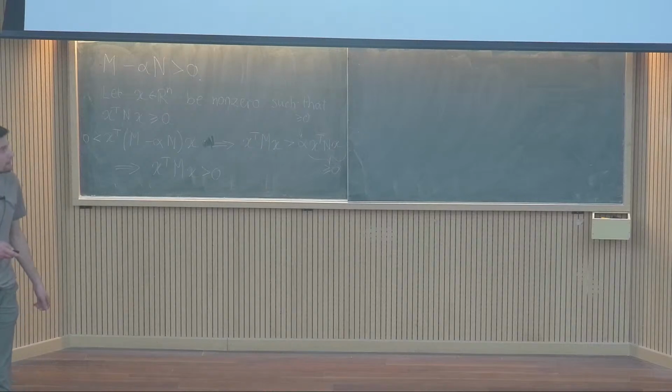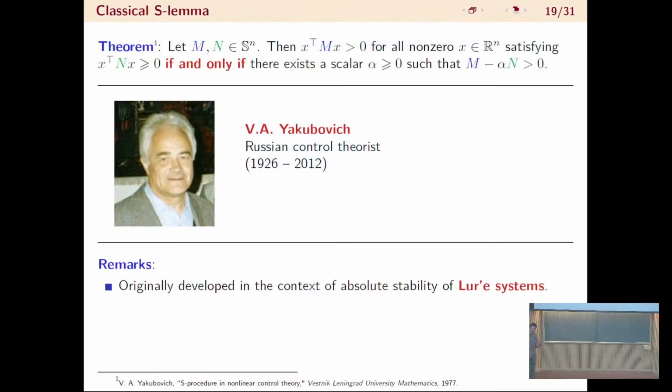Okay. So this result was first proven by Jakubowicz. Originally, that was developed in the context of Lur'e systems. So these are linear systems in feedback with a static nonlinearity. Typically in that literature, what is assumed is that this static nonlinearity satisfies certain bounds, called sector bounds. And you can study the stability of those systems. There, the S lemma was used.